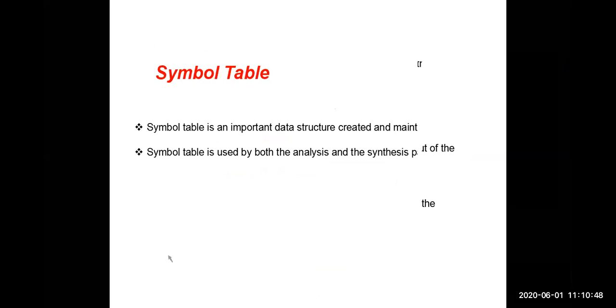When we come to the symbol table, a symbol table is an important data structure created and maintained by the compilers. Generally, the symbol table is used by both the analysis part as well as the synthesis part. Both parts will use the symbol table. It is the main important data structure used by the compilers.